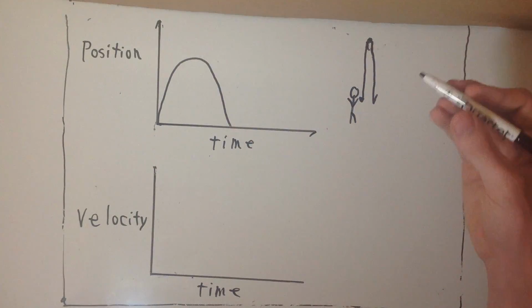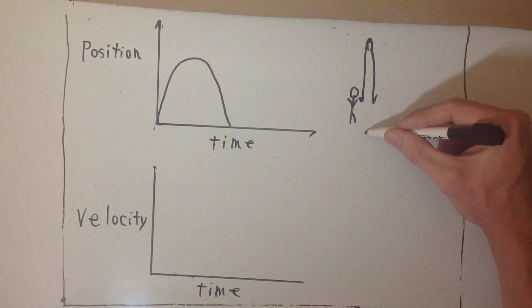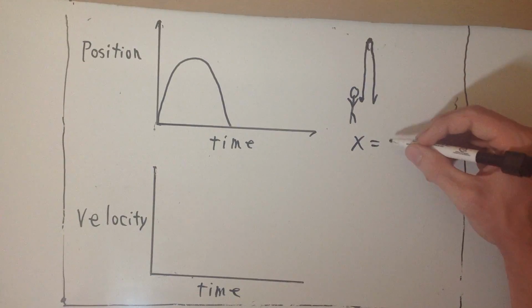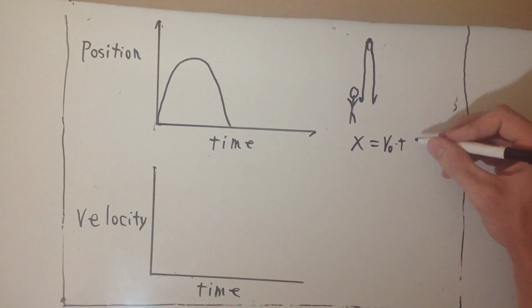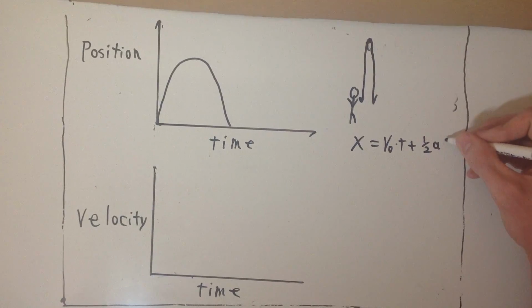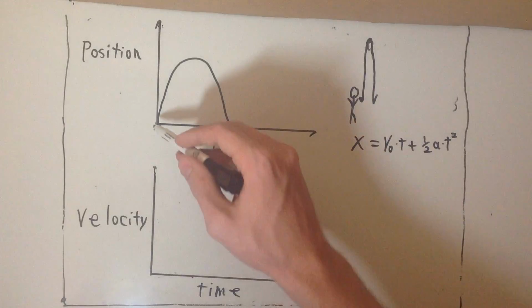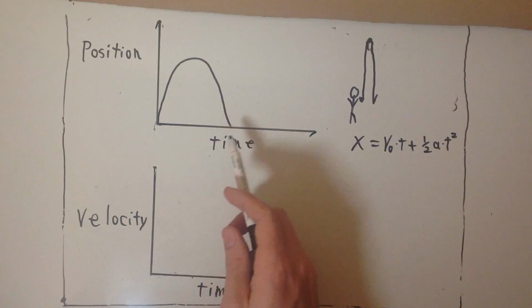Now this is not surprising since gravity is dictated by the equation: we have our position x equals our initial velocity times our time plus 1/2 our acceleration times time squared. So because of this time squared, we would expect the shape to be somewhat of a parabola. And so now we have our position versus time graph.